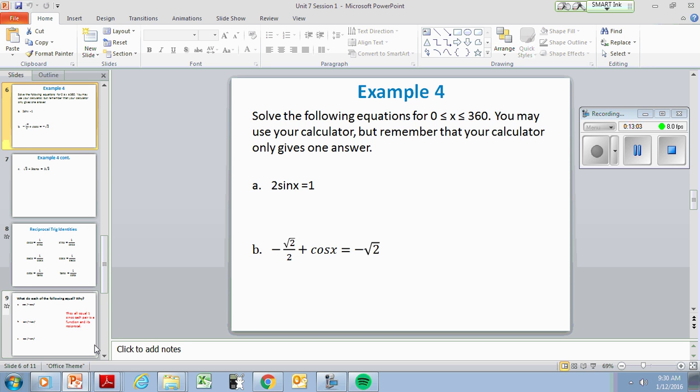Step 1. Define X. We have to solve. We got to move everybody over so that all we have left on one side is just sine X. Because they're multiplying 2 times sine, can someone tell me how we're going to get rid of the 2? Divide 2 on both sides. Which is going to leave us with sine X equals 1/2.